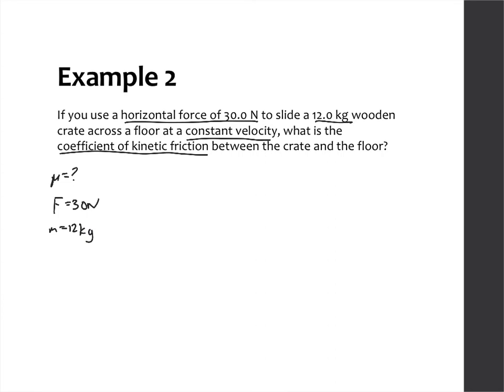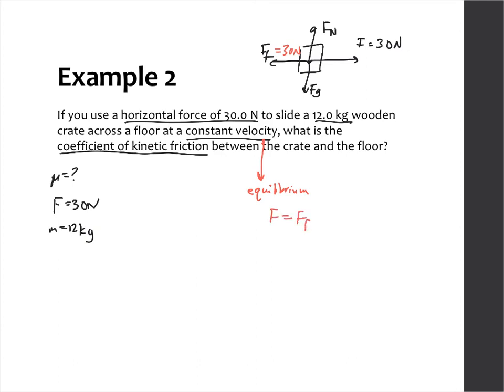So when we draw a free body diagram, our force is 30 newtons. We have a force of friction to the left. The weight of the object goes down and the normal force pushes back up. So that means when you're at constant velocity, this is in equilibrium. So this right here indicates equilibrium. So that means this here is also 30 newtons. Alright?